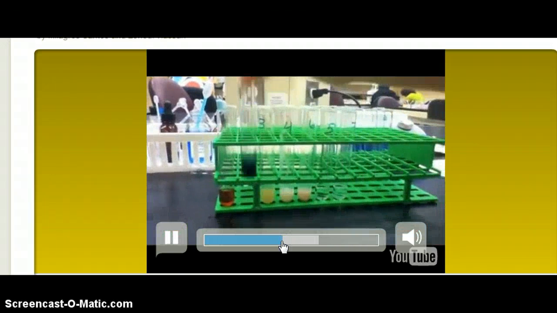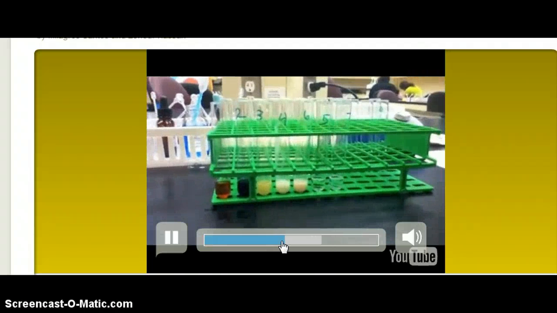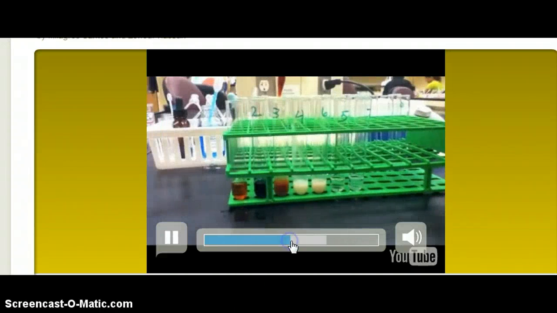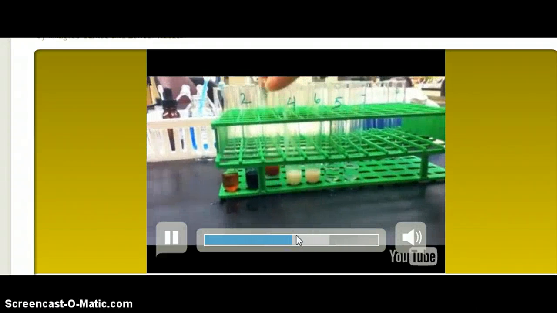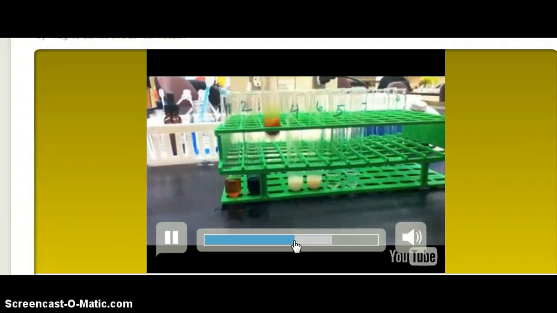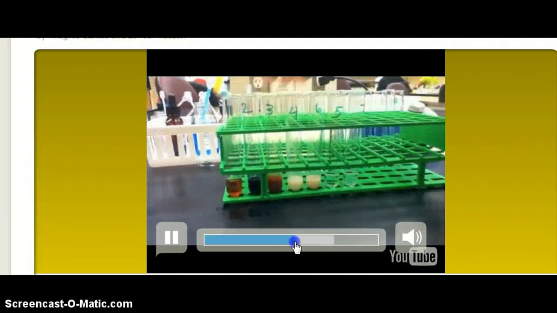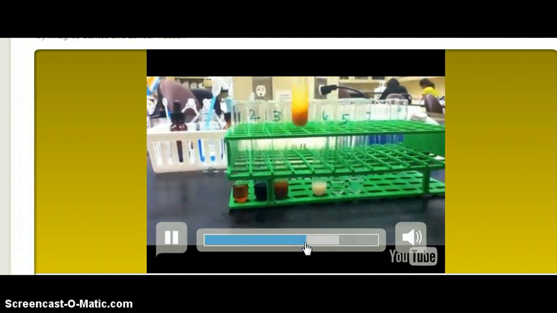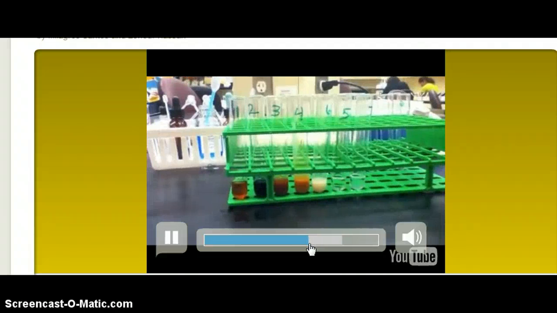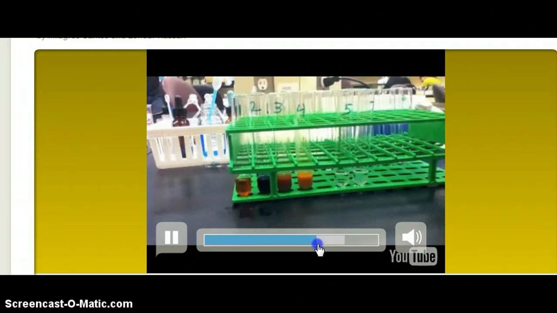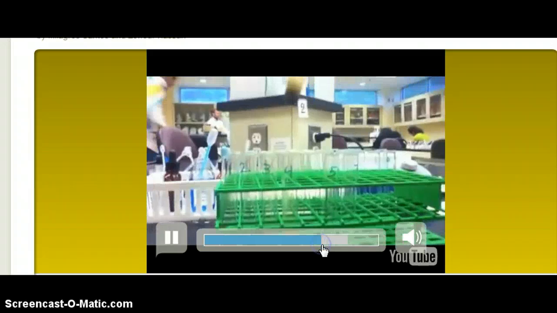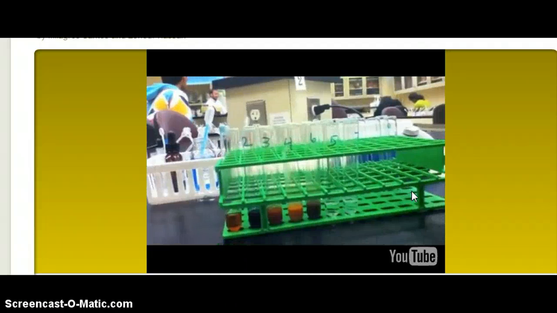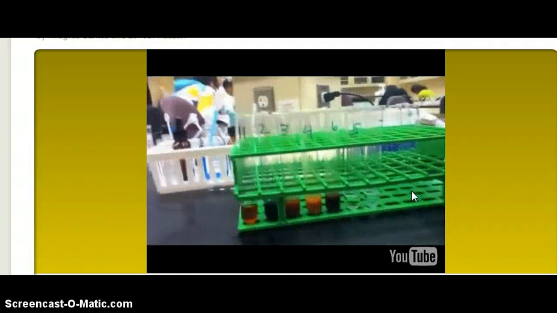Look like dark blue. Like an orange, dark orange. Orange. Blue or black, then we'll know that it contains starch and therefore it's a complex carbohydrate.